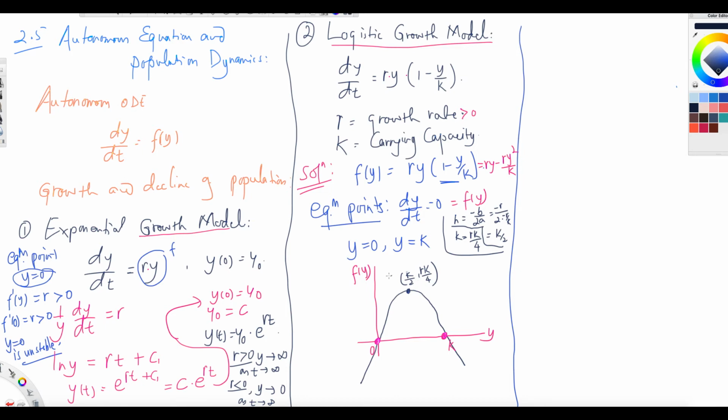Now, to check whether it is stable or unstable, let us do that.